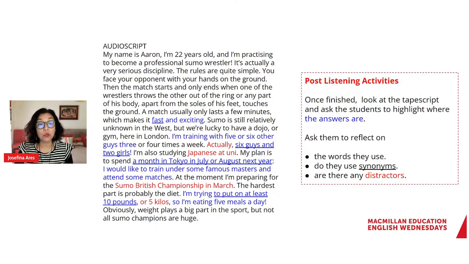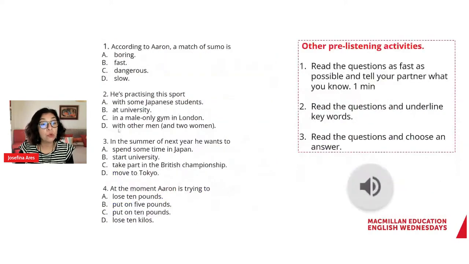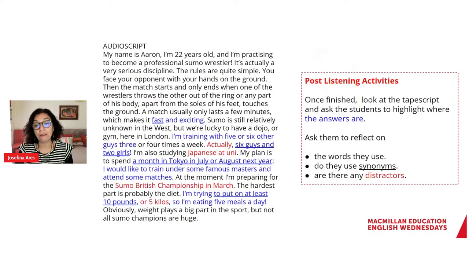The other thing that I ask them to look at as well is synonyms. So I ask them to look at the words they use: are they exactly the same or not? For example, in this question that we've just done, it says 6 guys and 2 girls, whereas in the question, it says with other men and 2 women, which is not exactly the same, but it's that answer. Another thing that I think is very important is to see whether they're using exactly the same words, like number one here, which is fast, and it's fast, or whether they're changing the words slightly, because they've got to understand that they're not going to listen to the exact words in the question, but that the words have been changed slightly.